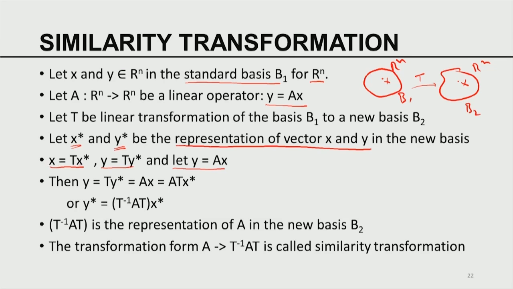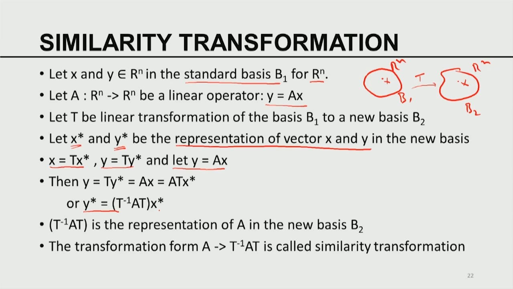X is equal to T of X star, Y is equal to T of Y star, let Y is equal to A of X. That essentially tells you Y is equal to T of Y star, which is equal to A of X, but X is equal to T of X star. But Y is equal to T of Y star. So if I substitute, we get the relation Y star is equal to T inverse AT X star. So you can readily see the relation between Y star and X star as follows.